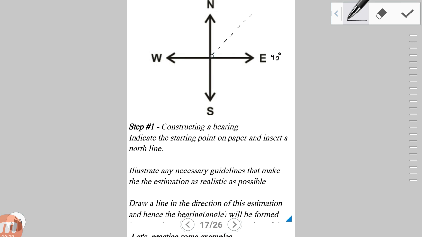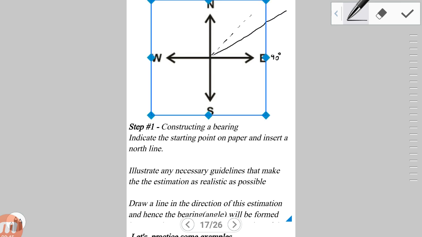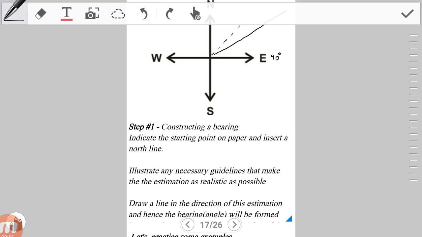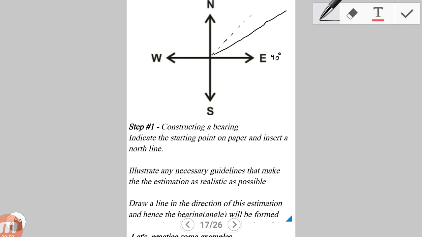So by estimation, I'm establishing that it's around this direction here. And so my bearing is going to be in this direction here. So here we're going to go like so and come around like that. Okay, all right guys, so we're just going to come around like so, and we're going to stop here. And so this angle in here is going to be 60 degrees.